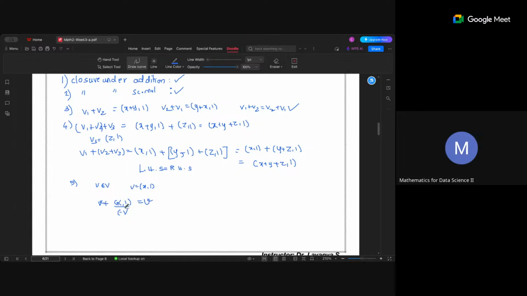What is my alpha basically? You understand the question here? What is the additive identity? Does it exist or not? We are checking. And remember, the additive identity should be an element of V. So here v is x comma 1 and this is alpha comma 1. This should be equal to x comma 1. Do we have a solution? So x plus alpha comma 1. Yes, exactly.